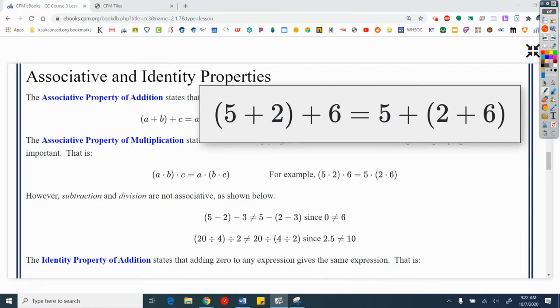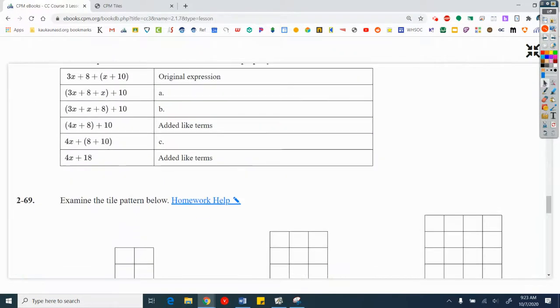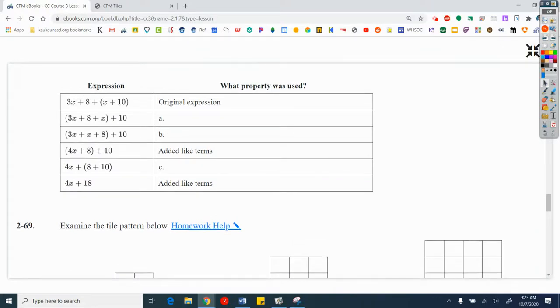So down below on your homework, for that first one, we're going to say associative property of addition. So copy this table, and then we're going to write associative property of addition. All right, do the same for parts B and C.